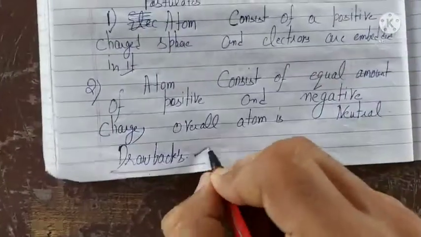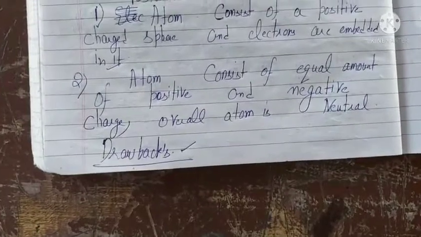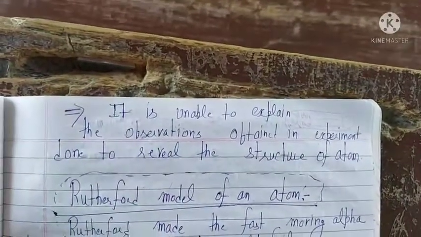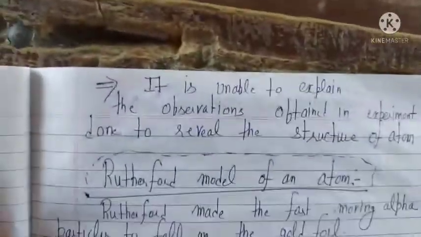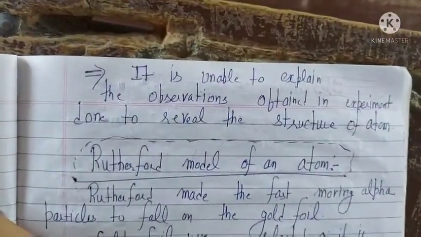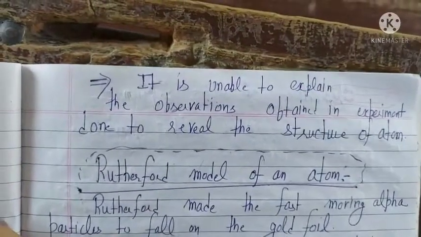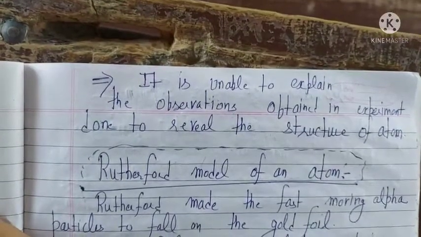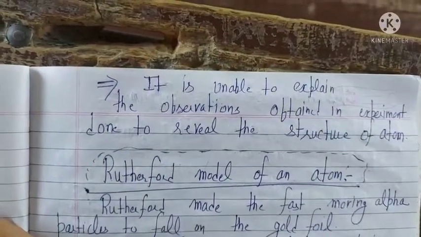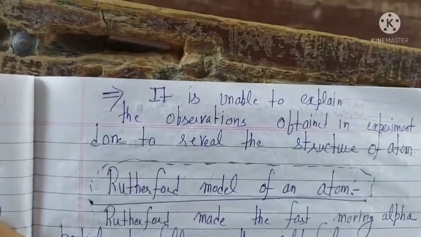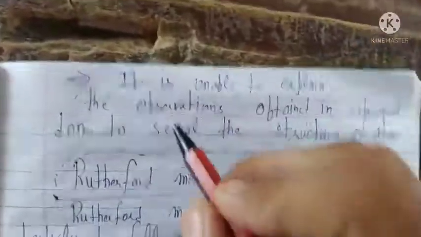So what are the drawbacks of this Thomson model of an atom? The drawback is that many scientists discovered other models describing the structure of atoms, and there were some observations from their conducted experiments. This J.J. Thomson model of the structure of an atom is not able to explain the observations obtained in the experiments carried out by other scientists to get the structure of the atom. So it is unable to explain the observations.